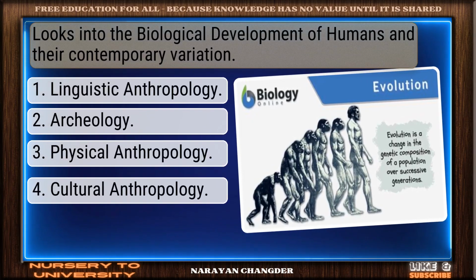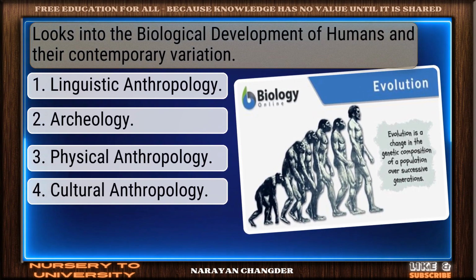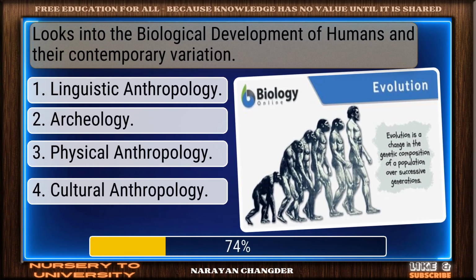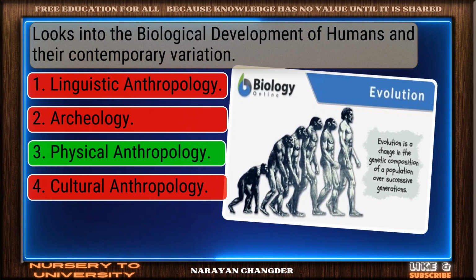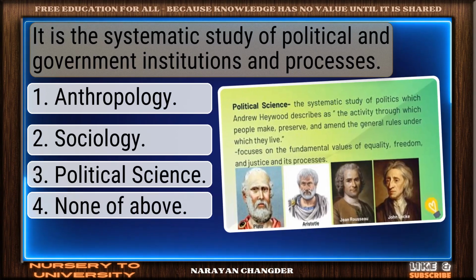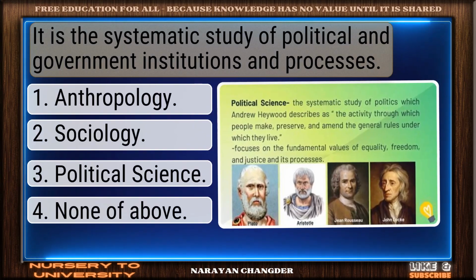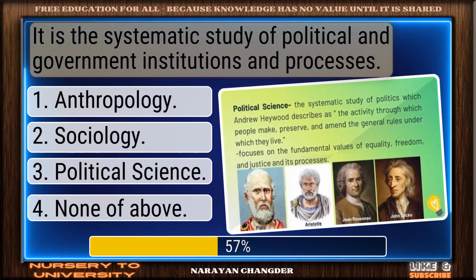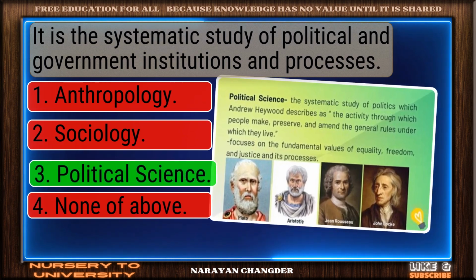Looks into the biological development of humans and their contemporary variation. Great job. Physical anthropology is the accurate answer. It is the systematic study of political and government institutions and processes. Well picked. Political science is the correct answer.